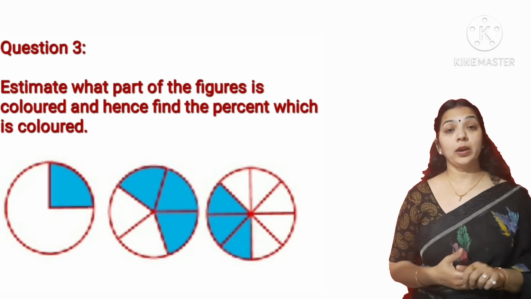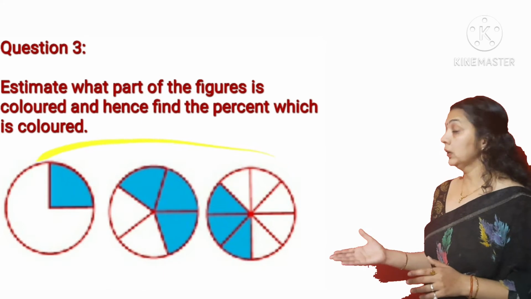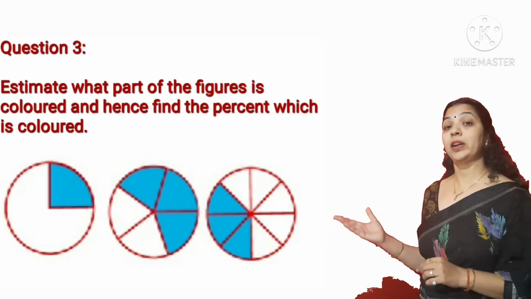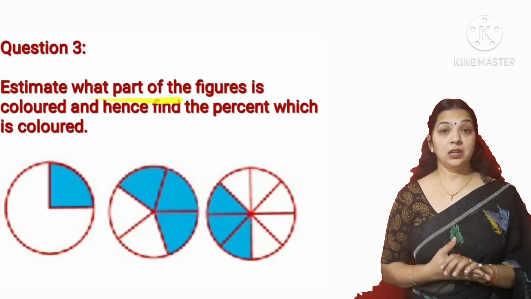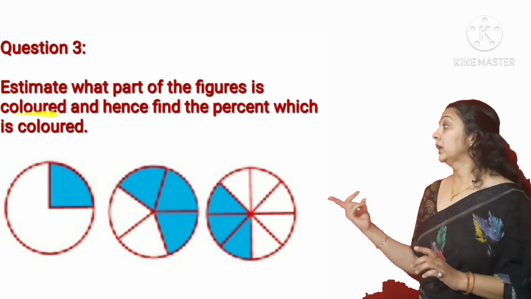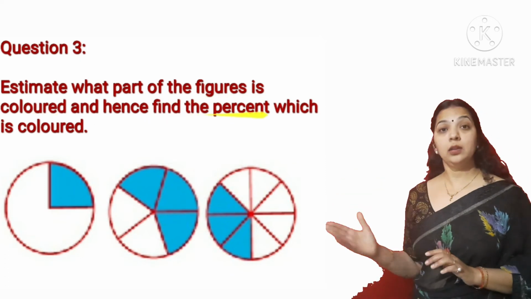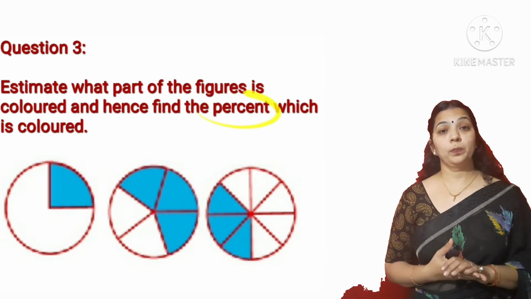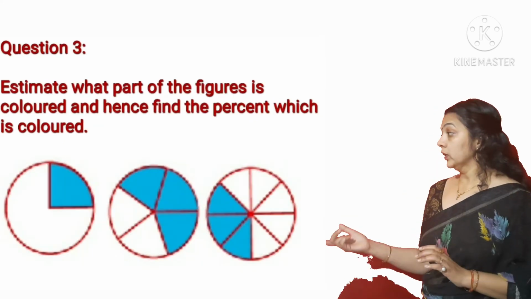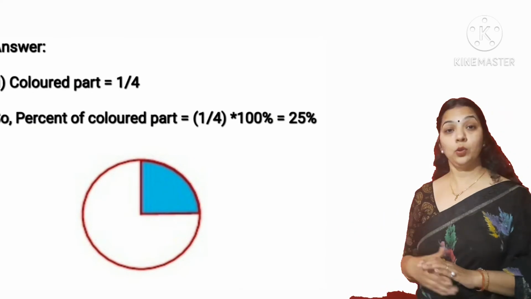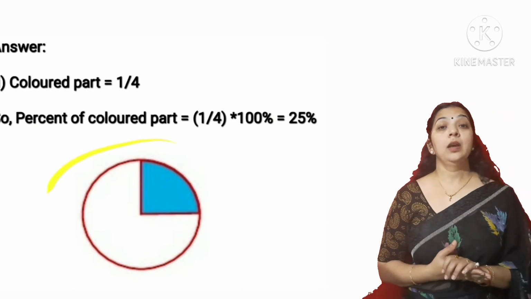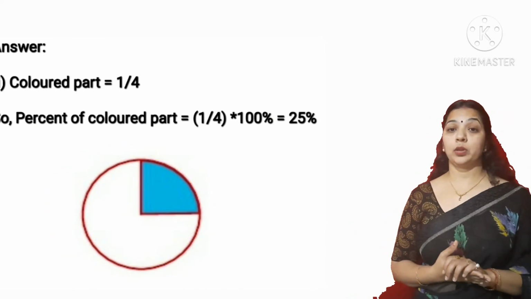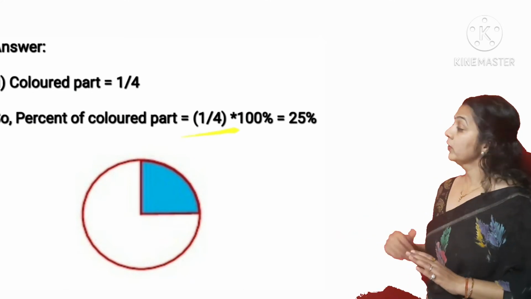do, we have to estimate what part of the figure is colored and hence find the percentage which is colored. We have to find out the percentage of the colored part. Now in the first figure you can see that 1/4 part is covered. To convert 1/4 into percentage, what will we do? We will multiply this 1 by 4 into 100 and it would result in 25%.